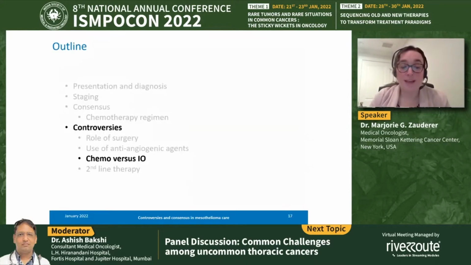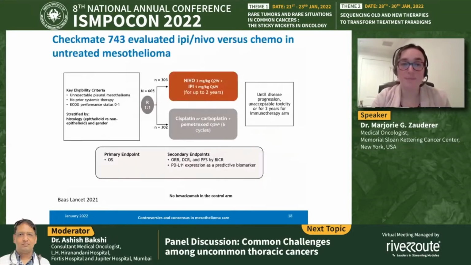The most recent and perhaps most biologically intriguing controversy is whether to use chemotherapy or immunotherapy as the initial systemic treatment regimen. Here you can see the study schema for the Checkmate 743 trial. In this study, treatment-naive patients with unresectable disease and good performance status were randomized to receive platinum and pemetrexed for 6 cycles or ipilimumab and nivolumab for up to 2 years.